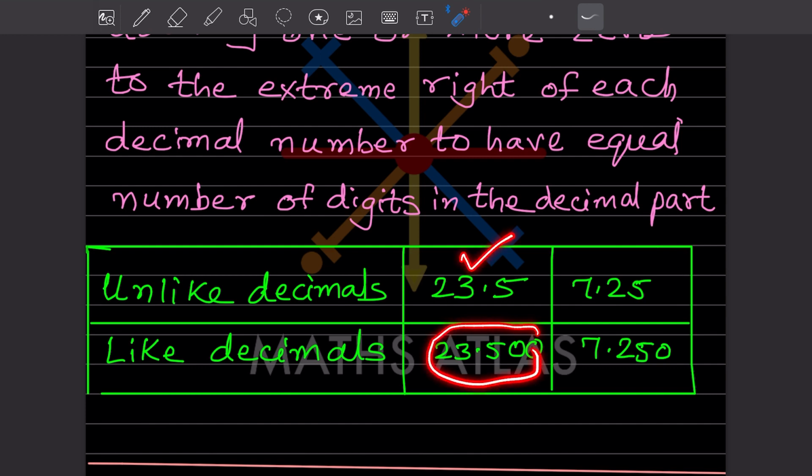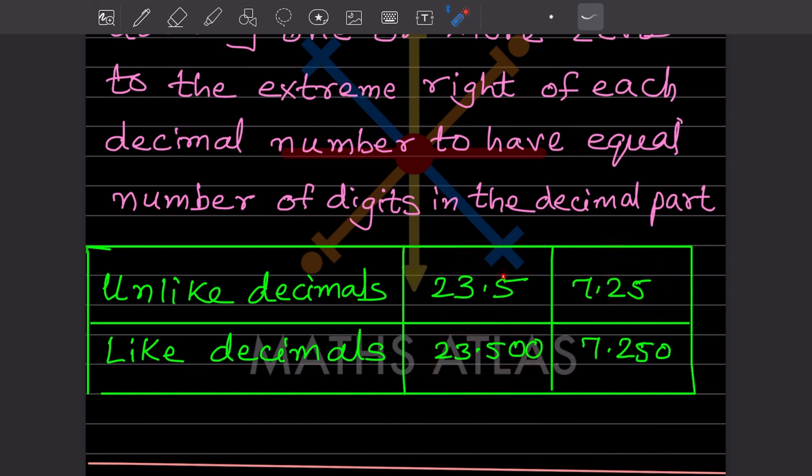Now look at here. This is the example given: 23.5. This is unlike, so I can also put here 23.500. Now it is 7.25, so I can also put a zero here to make it the same. Now look at this one.